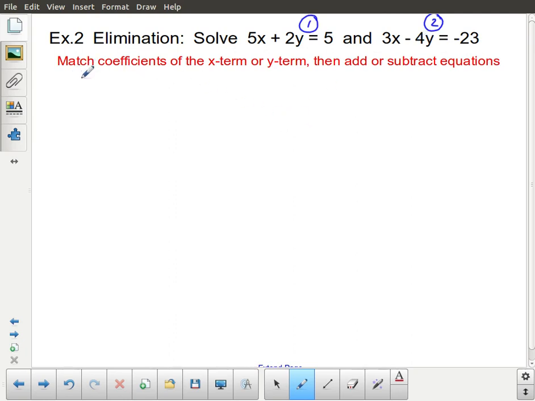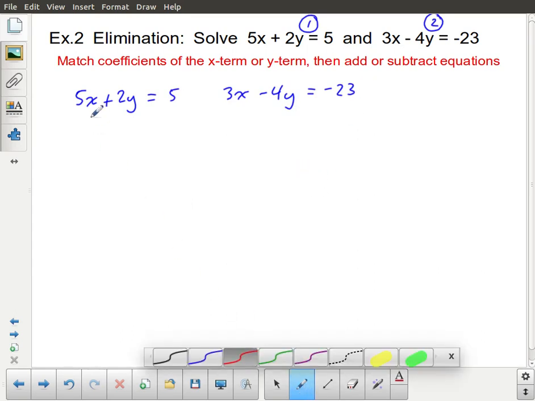So what we're going to try to do, let's take a look at this hint. We're going to try to match coefficients of the x term or the y term and then add or subtract equations. And when I say we're going to match, what we're really going to do is manipulate one or both of these equations in order to get them looking so that one of the terms has the same coefficient, or at least the same size coefficient. So let's take a look at 5x plus 2y equals 5. That's equation number 1. 3x minus 4y equals negative 23. That's equation number 2. Now, let's start off by looking at the x terms.